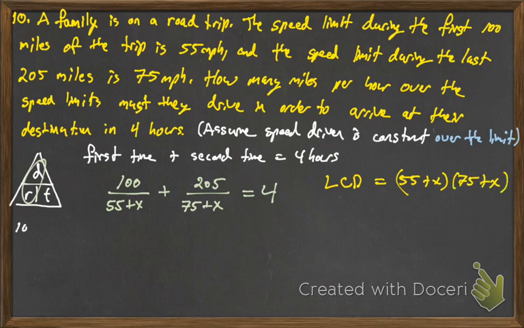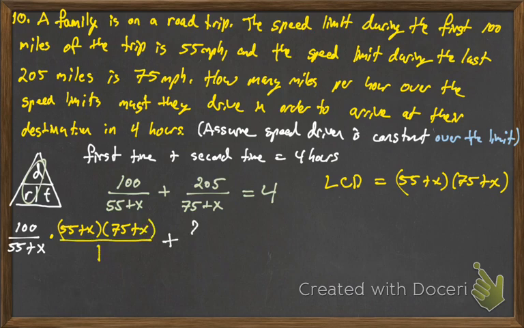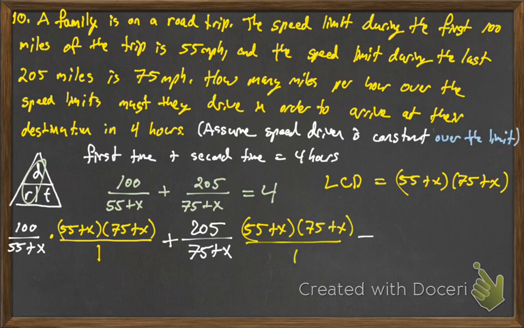It's going to be kind of a mess, all right? So I'm going to rewrite it, and then we're going to multiply everybody by the common denominator here. There's the first term multiplied by the common denominator, common denominator over 1, plus here's the second term, common denominator over 1. And anything we do to one side of the equation, we have to do to the other, and then we've got 4 times 55 plus x, and then 75 plus x, okay?